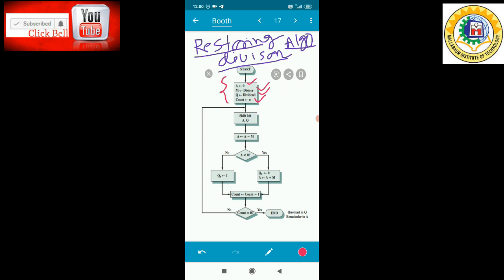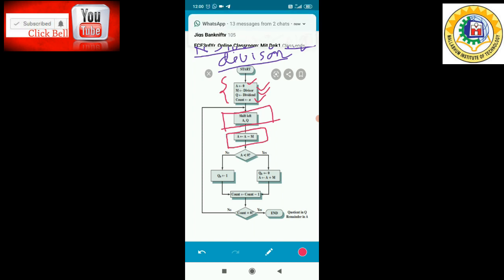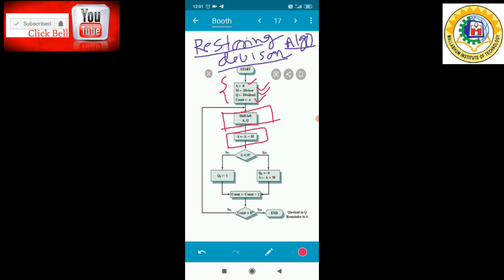Next, we logically shift A and Q both together and then perform A equal to A minus M. Then we store A with A minus M. These are the two mandatory steps which have to be performed first. Next comes the checking. We check whether the MSB of A is 0 or 1.